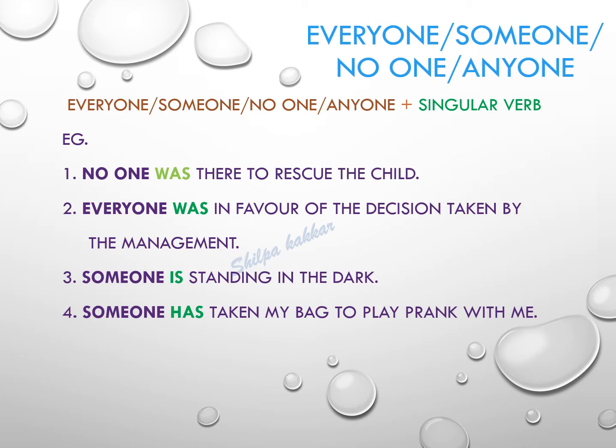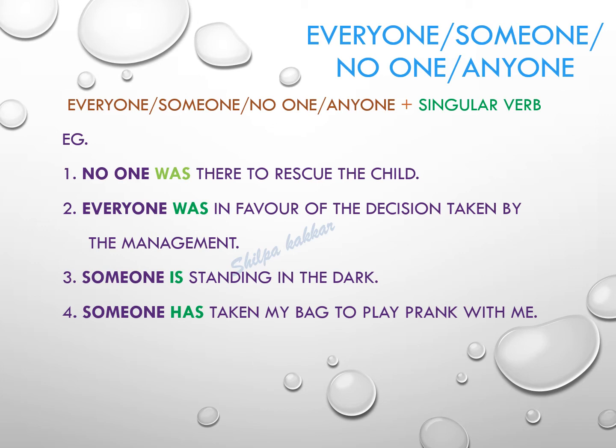Let us see the examples with everyone, no one, someone, anyone. All these take a singular verb. Let us see with the examples. No one was there to rescue the child. So no one, it's singular. So with the singular word, we are using was. Was is the past form of the to be verb.